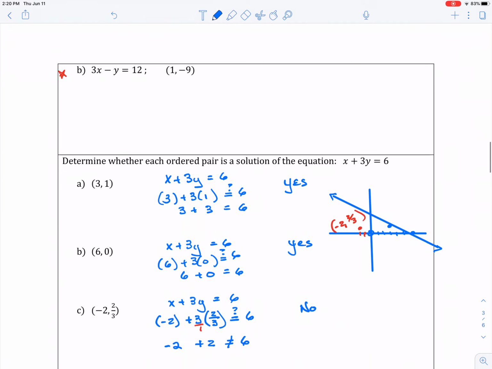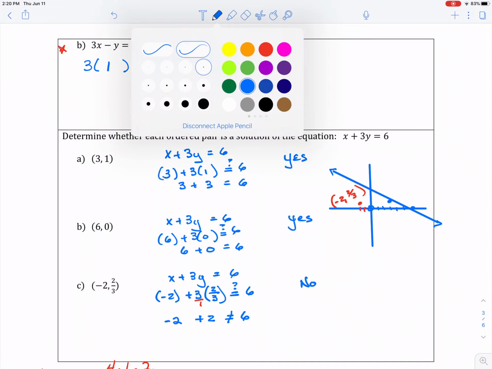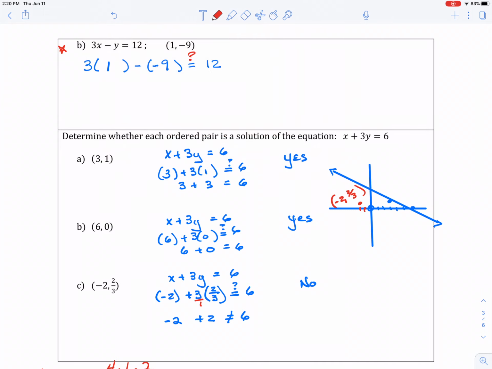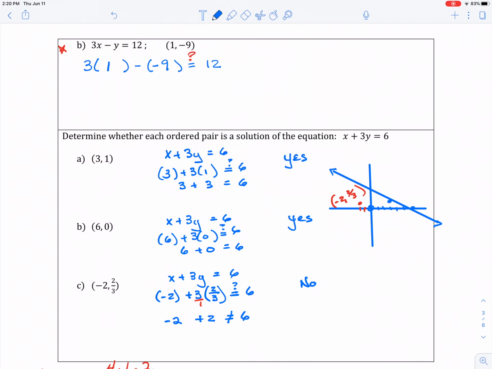Okay, so we'll try one more. We're doing the same thing. We're trying to decide if this point is a solution. So we'll take the equation and we'll replace x with 1 and we'll replace y with negative 9. And then we're asking ourselves at that point, is this a true statement? Is the left side equal to the right side?